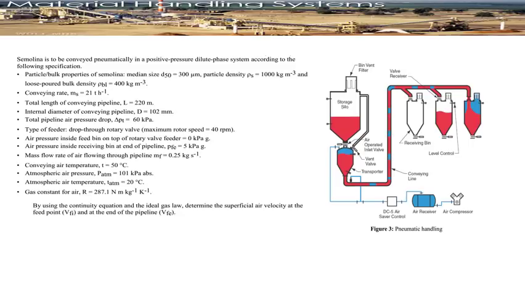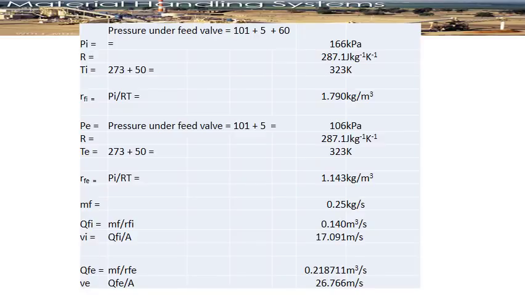Now just to remind you about the continuity equation of the ideal gas, we're talking about the equation PV is equal to mRT. If we remove the m, we have the pressure multiplied by the specific volume, equal to R multiplied by T. So first we have to find the pressure under the feed valve. So it's going to be 101 plus 5 plus 60. Now the 101 is the atmospheric pressure, the 5 is the pressure we had at the end, and the 60 is going to be the pressure drop across the line. So PI is going to be 166 kilopascal.